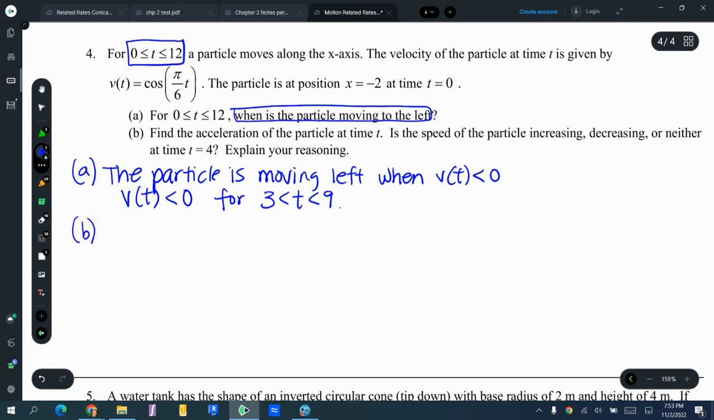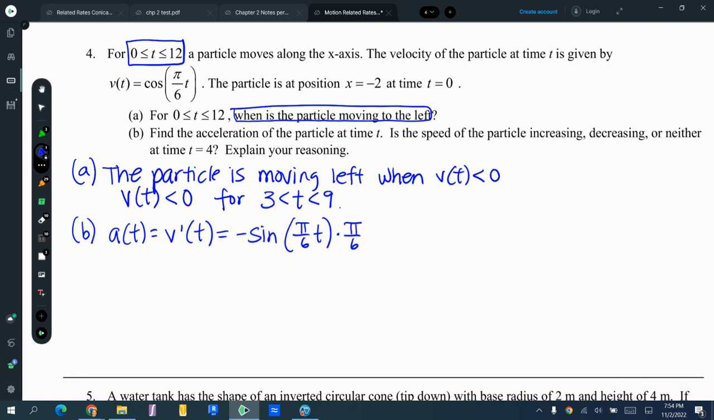All right, part B. Find the acceleration of the particle. That's just the derivative. A of t is just v prime of t. And that's just negative sine of pi over 6 times t. And don't forget that this is a chain rule, so times pi over 6.